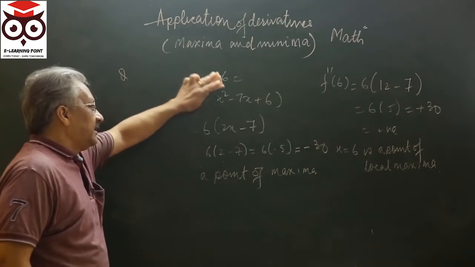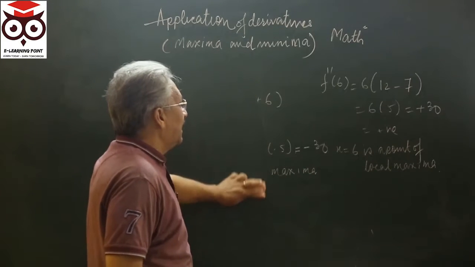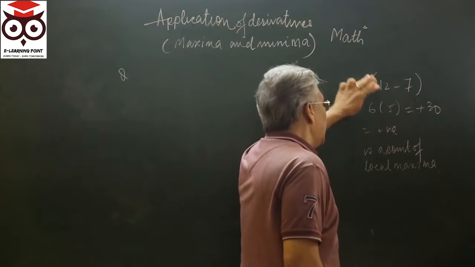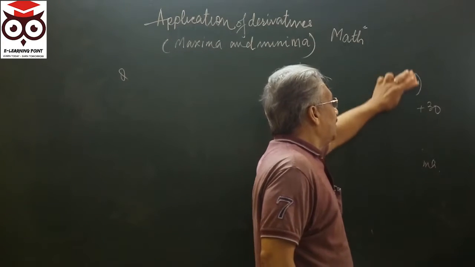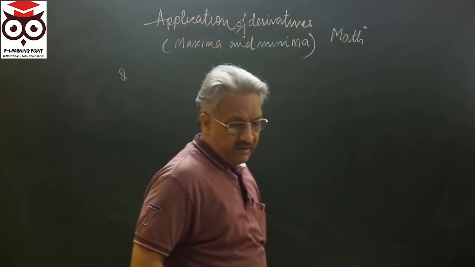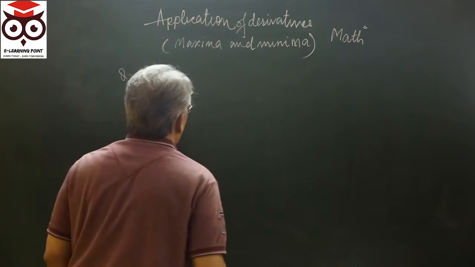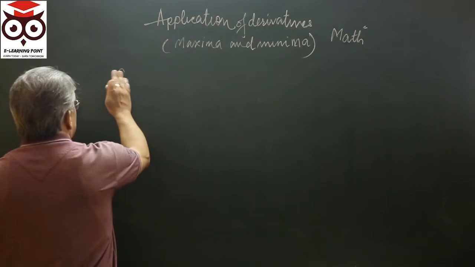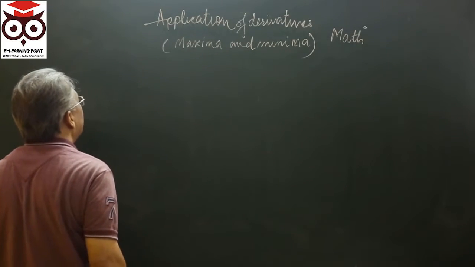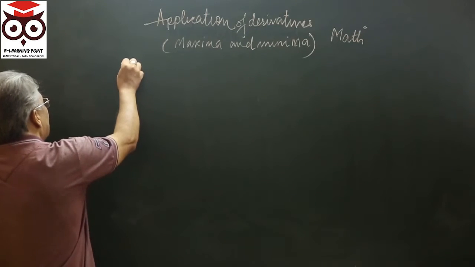So this is nothing but the second derivative test, यानी कि आप कोई भी फंक्शन लें, उसको 2 बार डेरिवेटिव करके आप उससे पॉइंट ऑफ मैक्सिमा एंड मिनिमा निकाल सकते हैं. Now I want to discuss certain very important questions. So first of all, I am interested to write their formula.